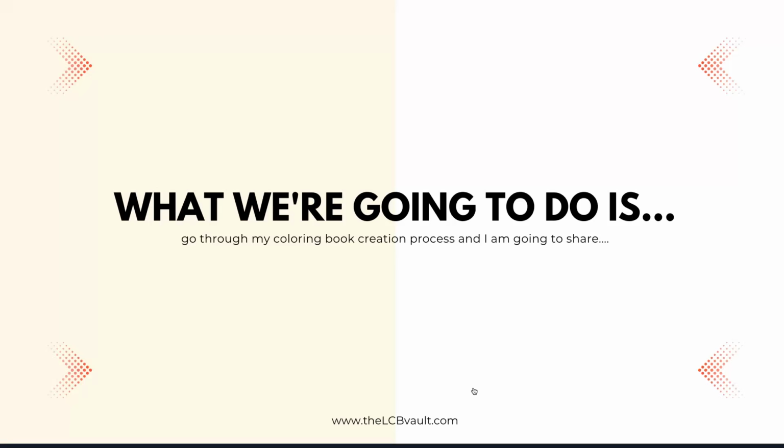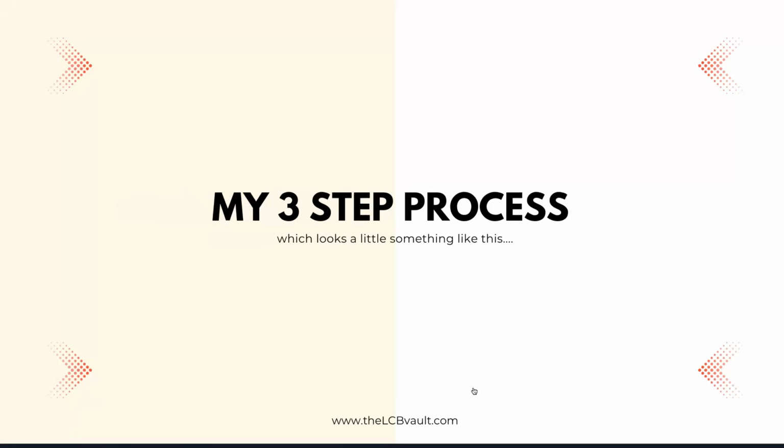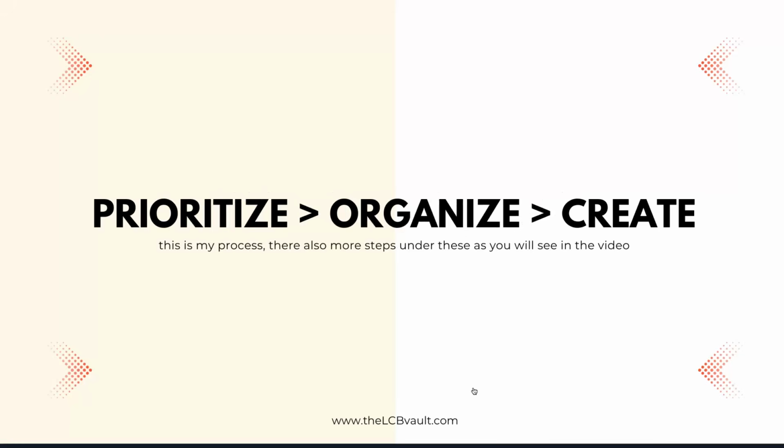Now, what we're going to do is go through my colouring book creation process, and I'm going to share my 3-step process, which looks a little something like this. Prioritise, organise, create. This is my process. Now, there are also more steps under these, as you will see in the video.